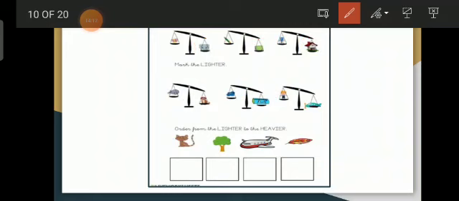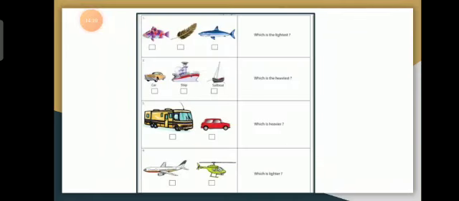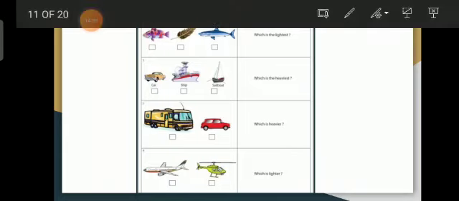I'm going to erase my rough work. Okay, move to the next slide. Which is the lightest one? Yes. Now first I will put the order.